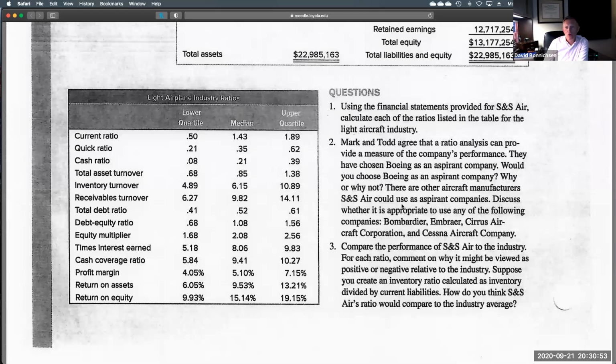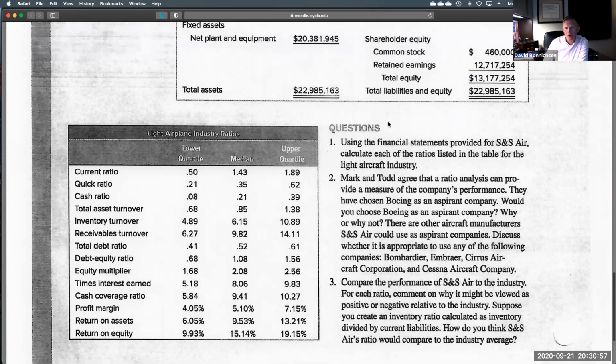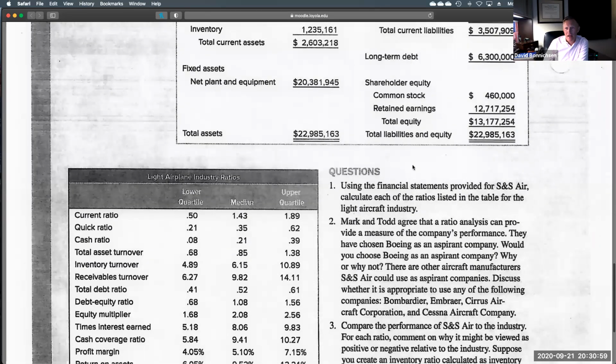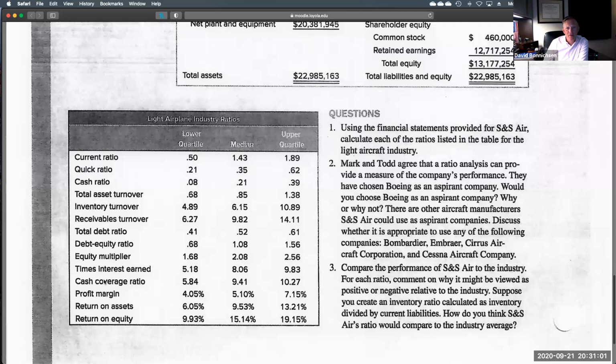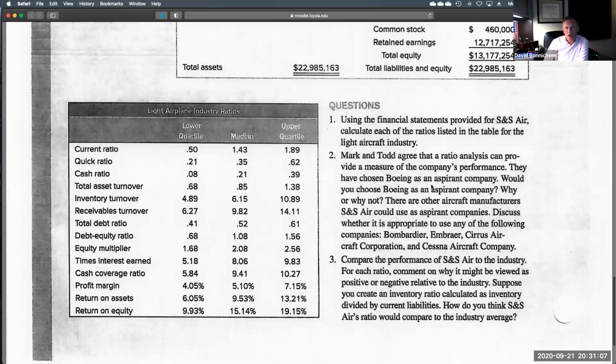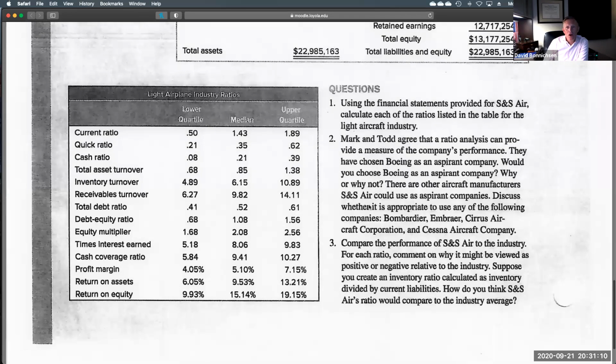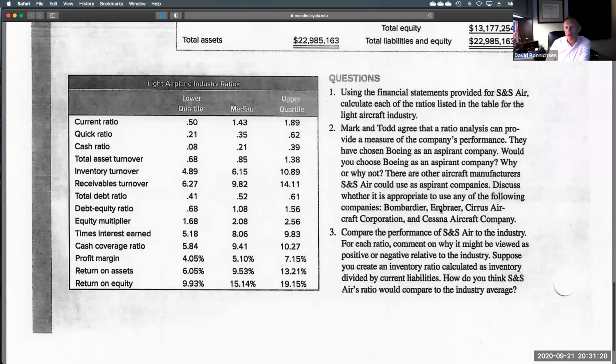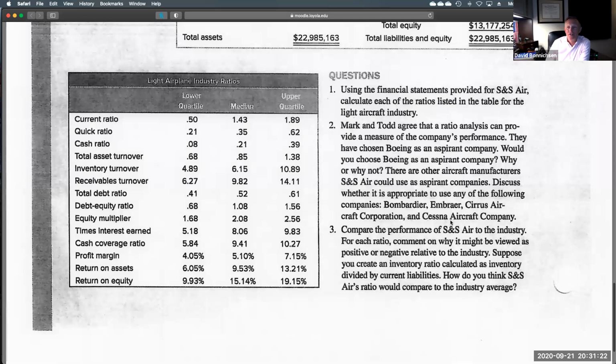For question one, you're going to use the financial statements above, the income statement and balance sheet, and calculate every one of these ratios for S&S Air. Question two: they want to pick a company that they're aspirational with. What is their closest peer? It asks you to evaluate Bombardier, Embraer, Cirrus Aircraft, and Cessna.